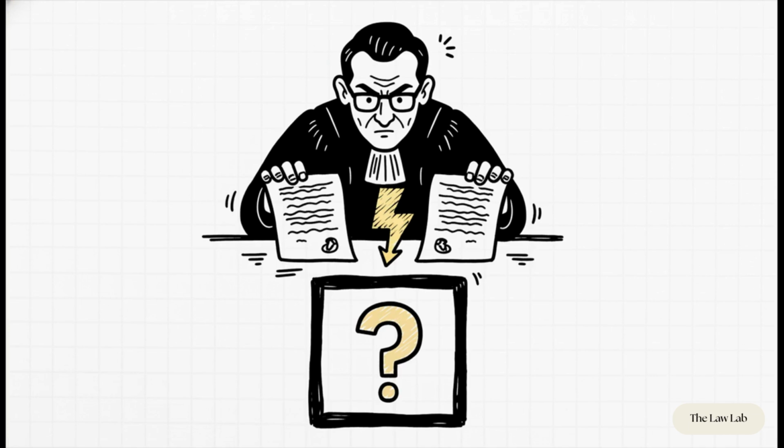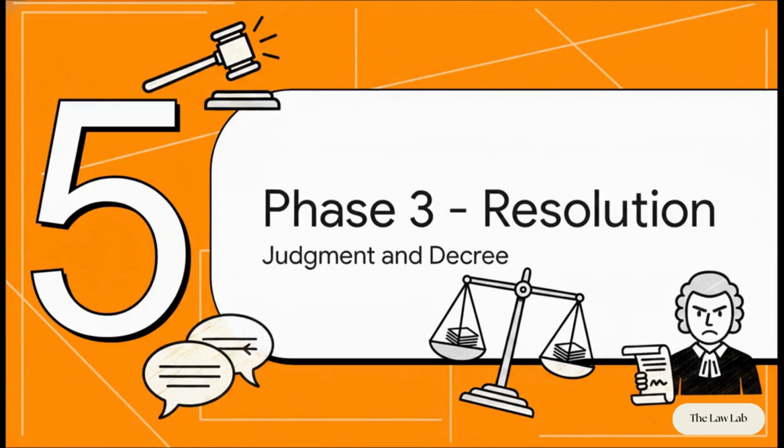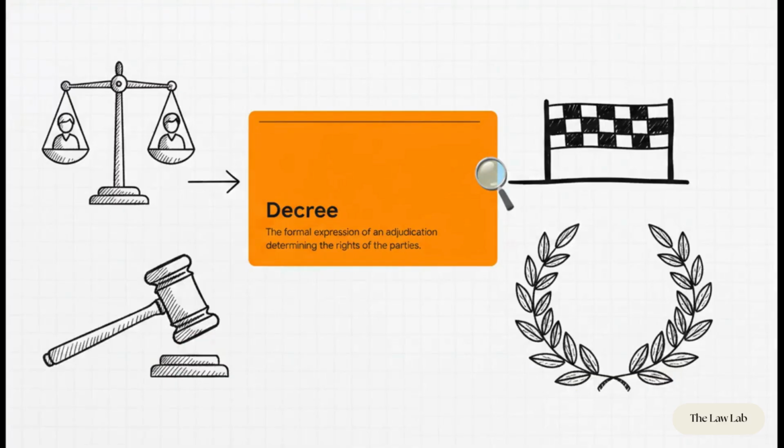From there, the plaintiff presents their evidence first because the burden of proof is on them, and then comes the defendant's rebuttal. After all the documents are in and witness testimonies are recorded, both sides get to present their final arguments. All right, Section 5, Phase 3, Resolution. After both sides have presented every piece of evidence and really poured their hearts into those final arguments, the trial concludes. Now, the judge has to make a decision.